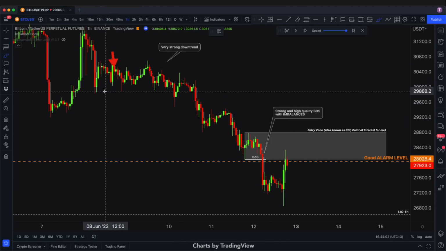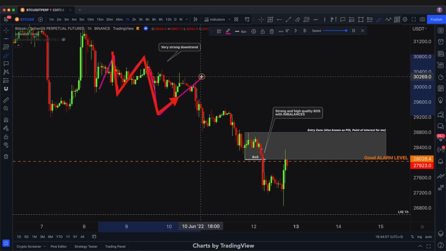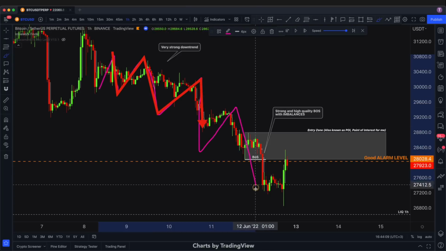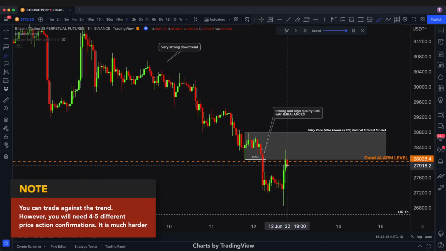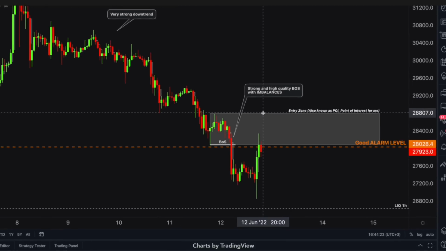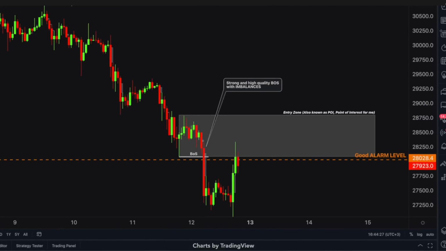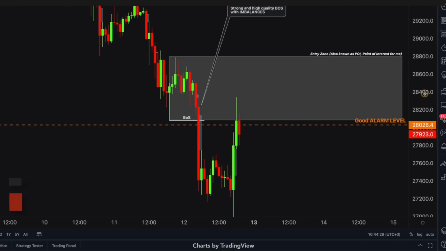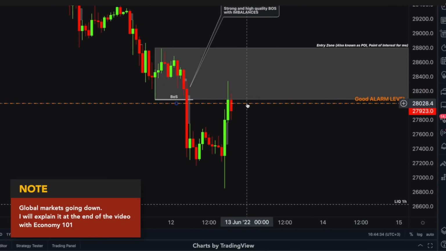Can you tell me what you see here? An obvious downtrend, as you can see. Price keeps breaking down. Can I find long opportunities with this chart? Absolutely yes, I can find it. But it would require much more analysis and use of many other price action concepts. The best idea is to look for short opportunities rather than long opportunities, because global markets are also going down due to inflation concerns and interest rates.